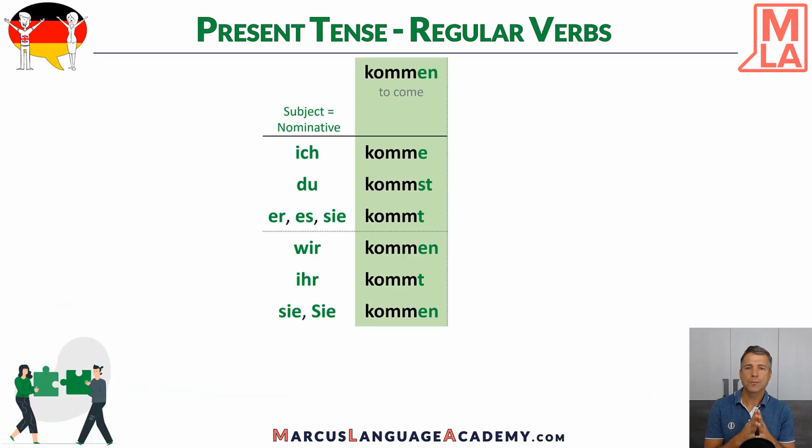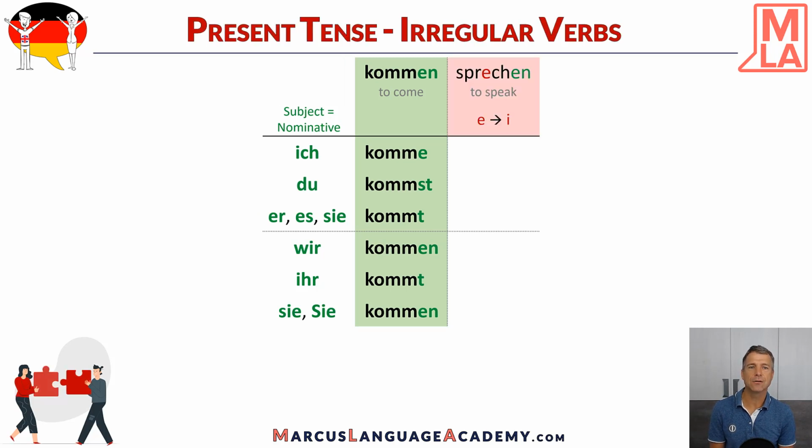Remember, the regular verbs conjugate the following way, like in the example with kommen. Ich komme, du kommst, er, es, sie kommt, wir kommen, ihr kommt und sie kommen. So this is just a regular verb. But now let's see what we have when we have an irregular verb like sprechen, to speak.